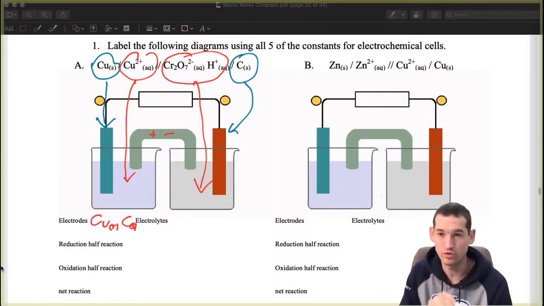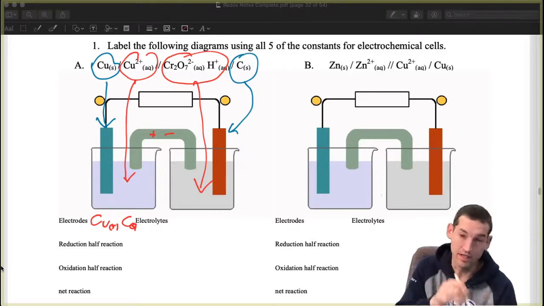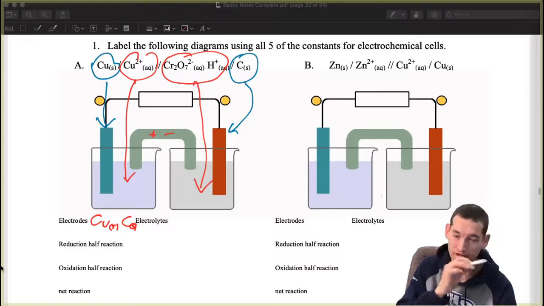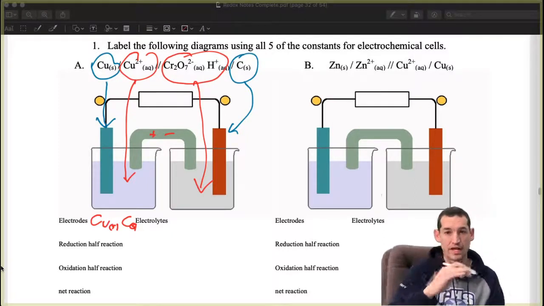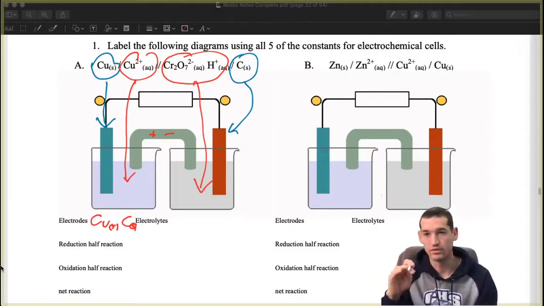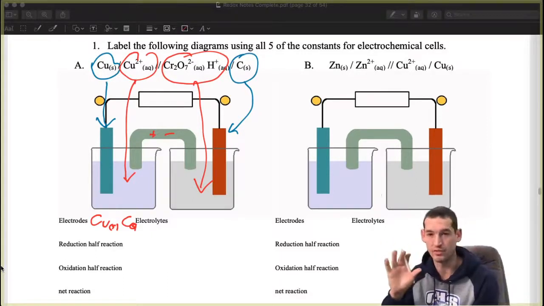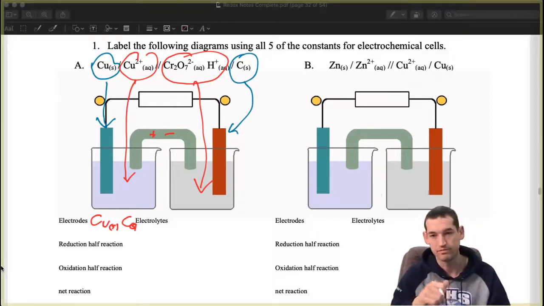You need to show the electron flow. You need to show the anion flow. You need to show the cation flow. And you need to label your anode and your cathode. That'll make more sense after I show this other video. Sorry for the mix-up. That's it for this one.